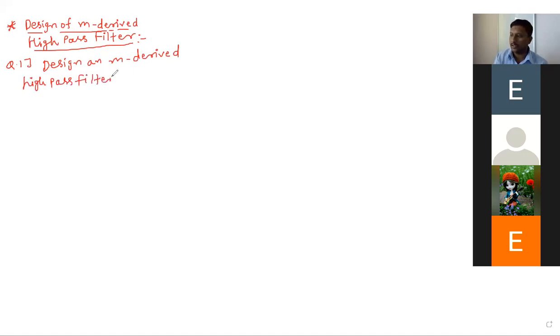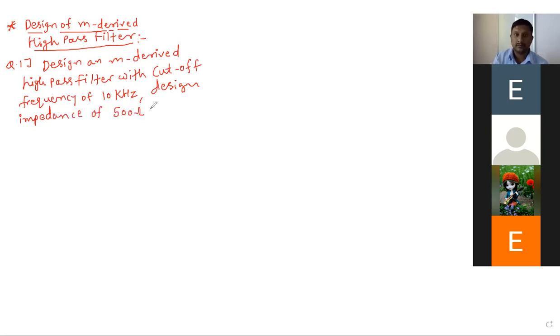M derived high pass filter with a cutoff frequency of 10 kilohertz, design impedance of 500 ohm, and M value is given 0.4. So this is the question.